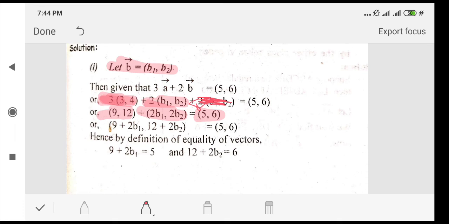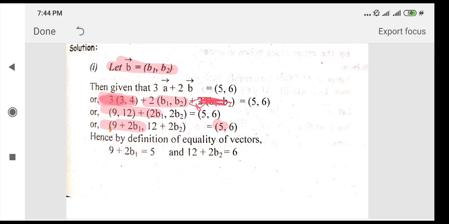So again, addition of vectors. In addition of vectors, what will you get? Here (9 plus 2b1, 12 plus 2b2) will be equal to (5, 6). Hence, by the equality of vectors, you will get 9 plus 2b1 equal to 5, and 12 plus 2b2 equal to 6.